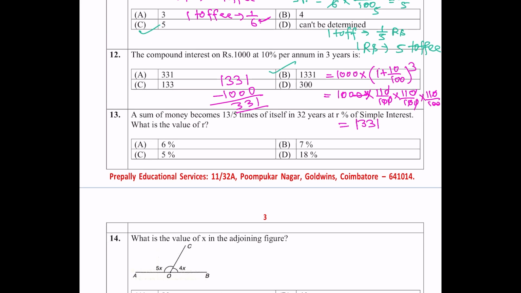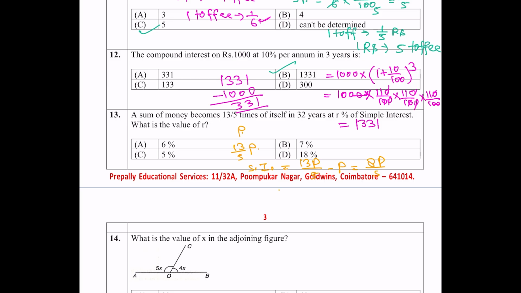Now in this question, it is given that a sum of money becomes 13 by 5 times of itself in 32 years at R% simple interest. Then what is the value of R? So we can assume the principal amount is P. It will become 13P by 5. So what is the simple interest? Simple interest is represented as S.I. 13P by 5 minus P, which is equal to 8P by 5.